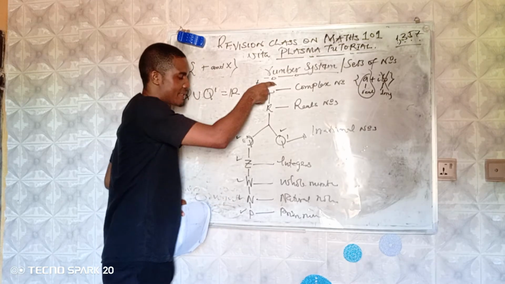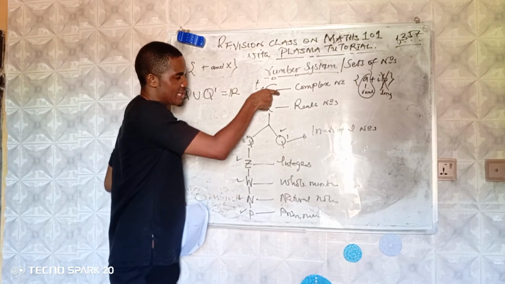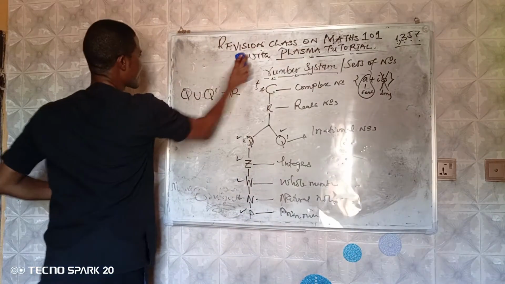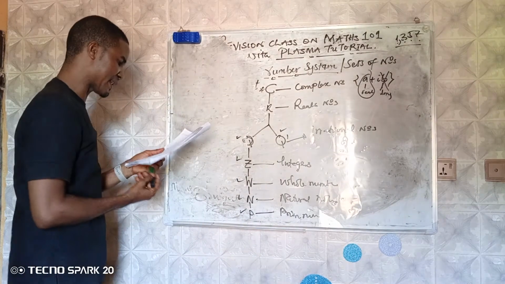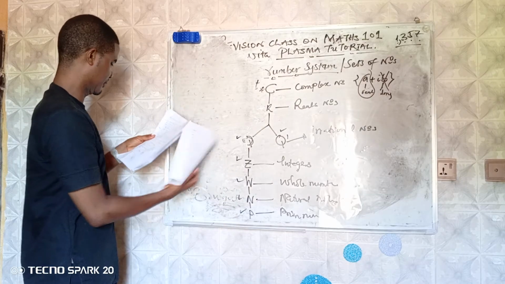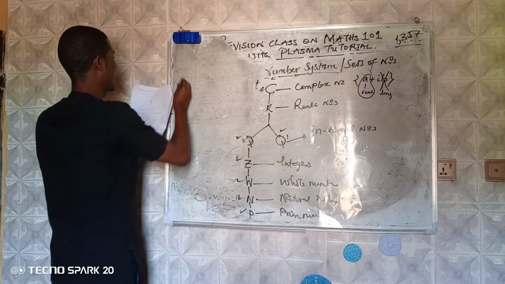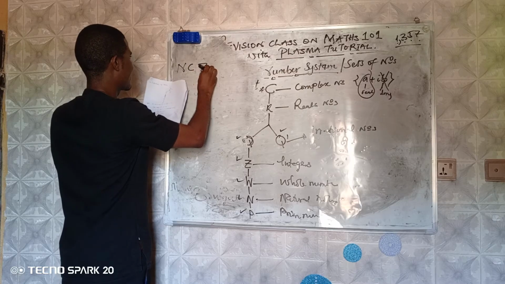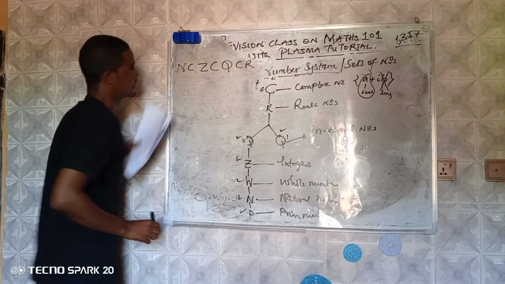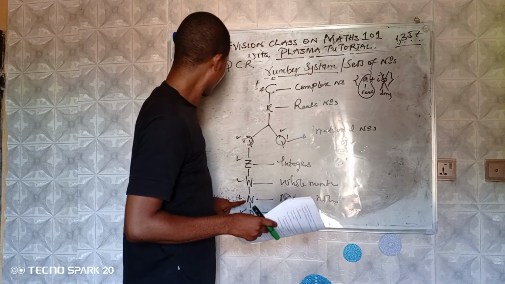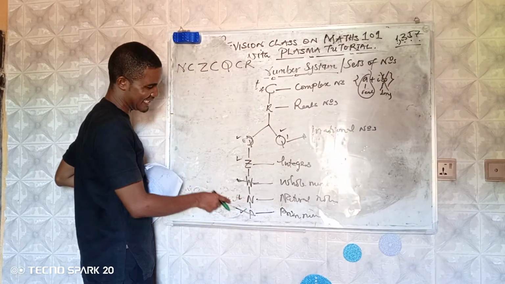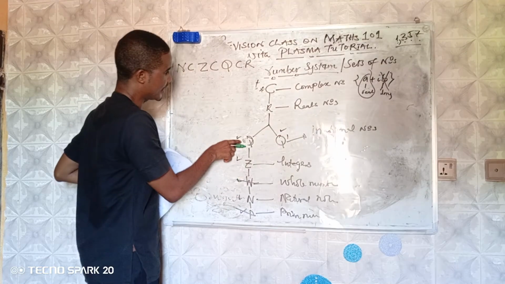So from the smallest to the biggest: P, N, W, Z, Q, R, C. So P is contained in N, and so on. If we are to write this out as a matter of set theory, N is contained in Z, is contained in Q, is contained in R. We just remove the others. If you do that, you see that N is contained in Z. Z is contained in Q. Q is contained in R.